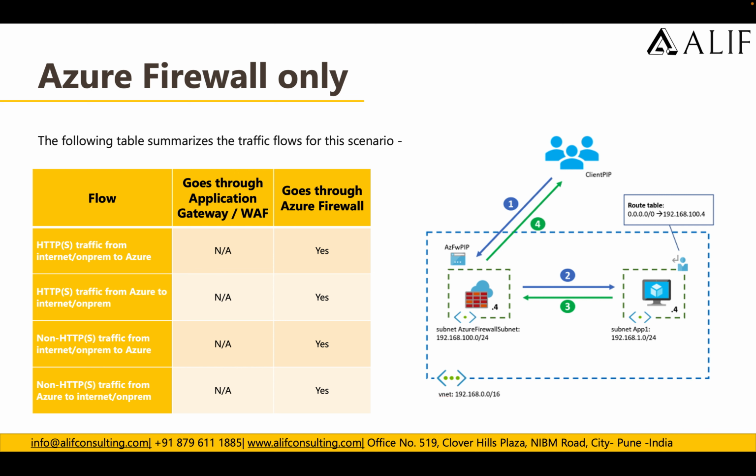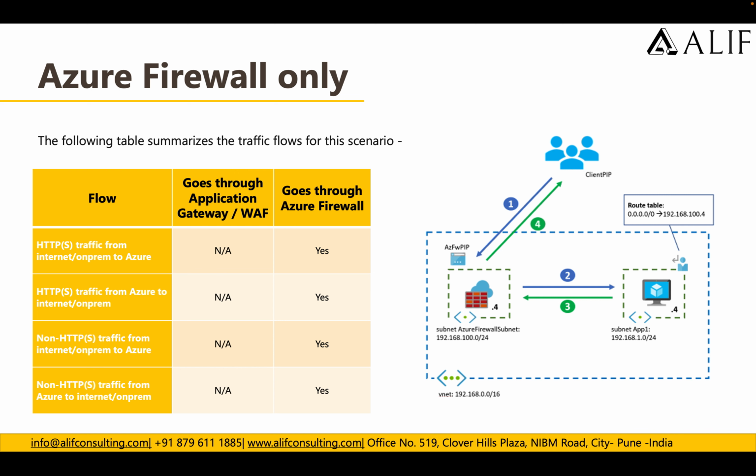So let's first understand how your architecture is going to look with only the Azure Firewall. In this one, you will not get any kind of WAF, and you will not get any load balancing features. In this case, what exactly is going to happen? All of your requests will come directly to the Azure Firewall public IP, and from there the request will be forwarded to the application VMs. The response goes back to the firewall, and from the firewall the response goes back to the client IP.